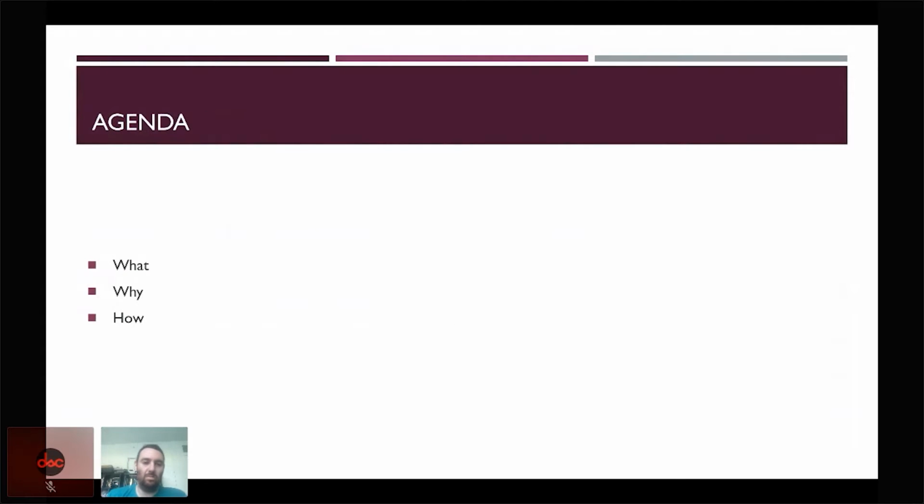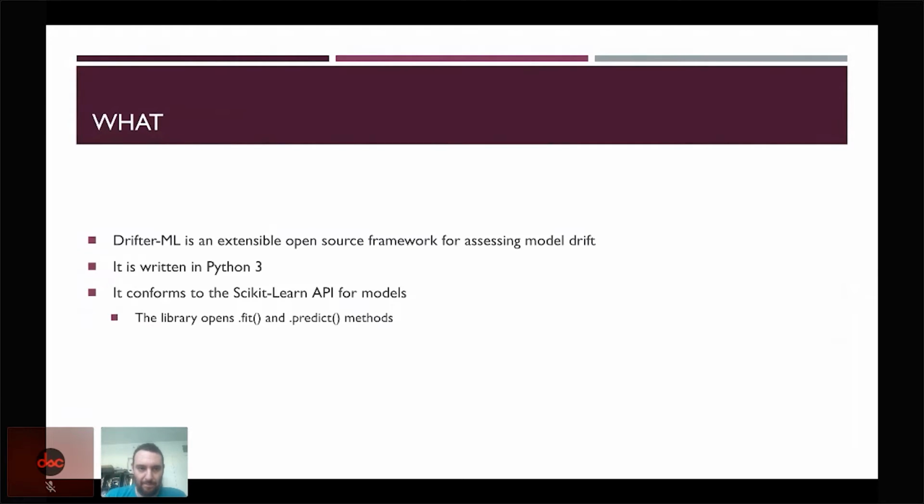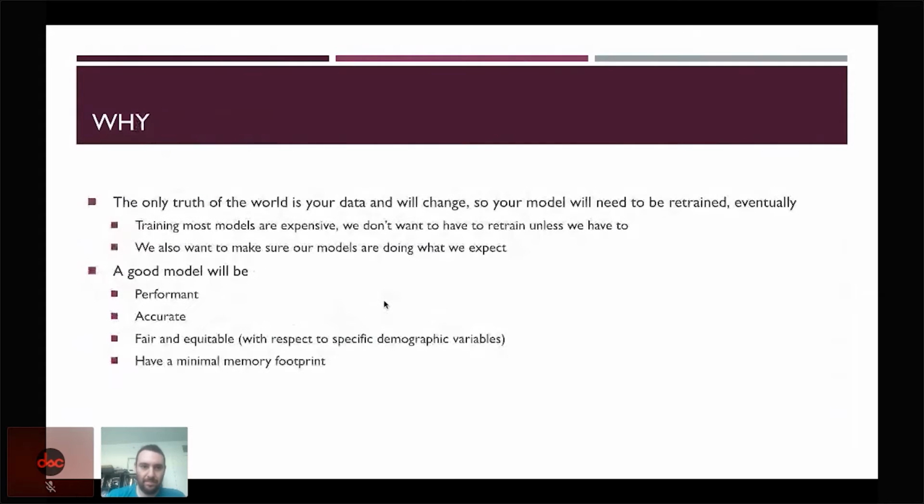So, what is DrifterML? Why and how does it work? That's kind of what we're going to cover today. DrifterML is a framework for using anything that conforms to the scikit-learn API for testing model drift.